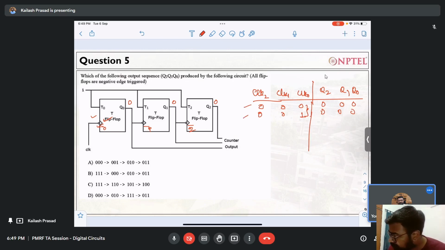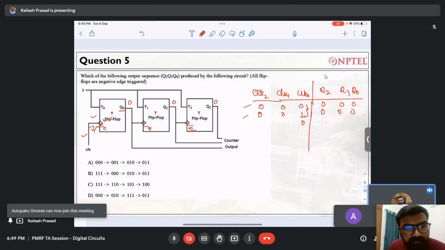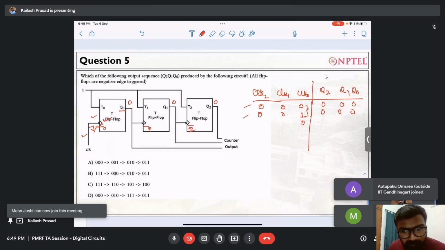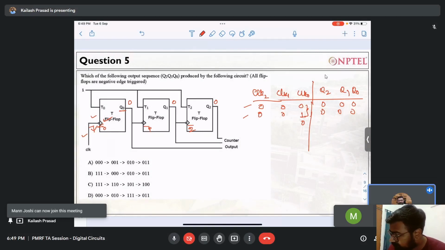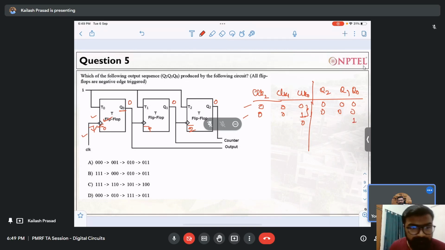Now let's see, this node will go from 1 to 0 again in the next clock. As soon as this node goes from 1 to 0, what will happen? This node will flip because it is a T flip-flop. Whenever there is edge triggering, this node will flip. And what will happen if this node has flipped? This Q0 will become 1.